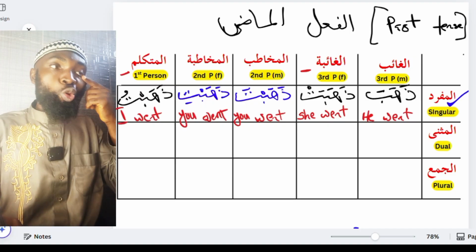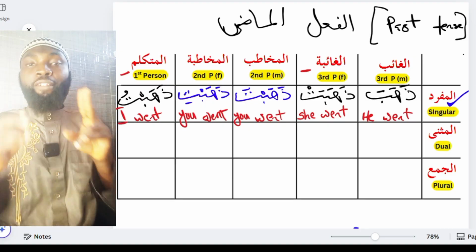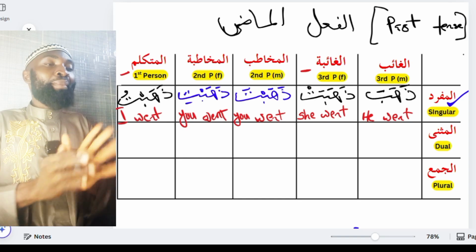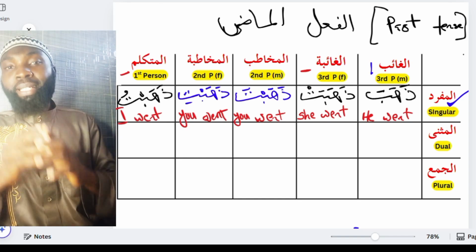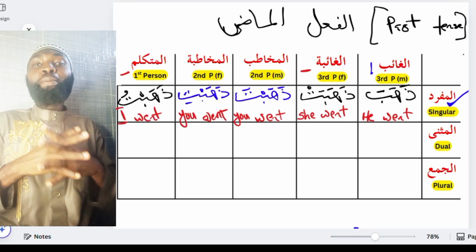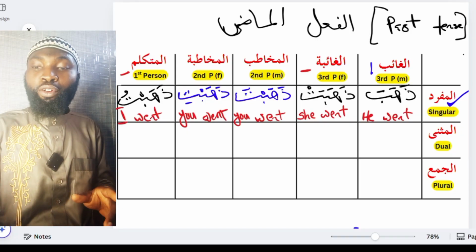Moving on to the dual verb, al-muthanna, verbs for two persons. Still under the column of al-ghaibu, that is the third person. This time around, we have two persons. These persons are in front of us.